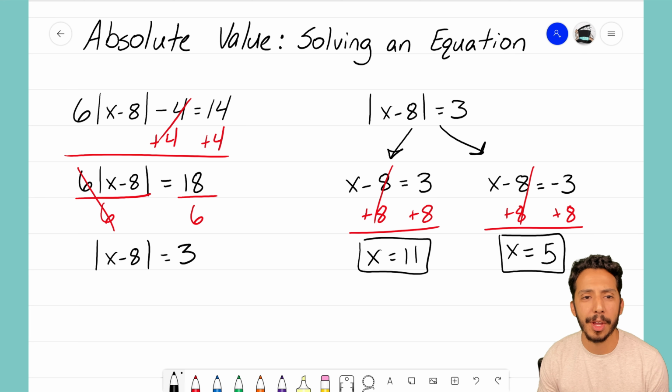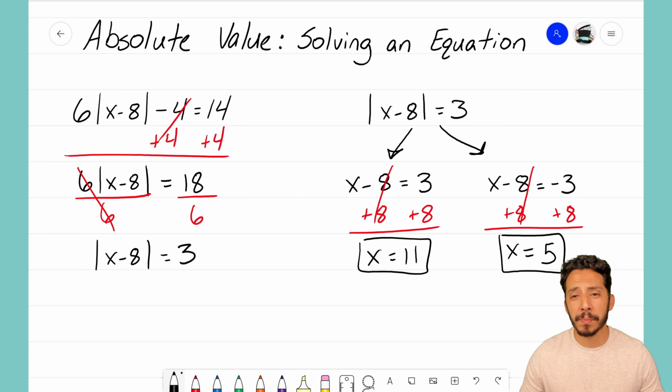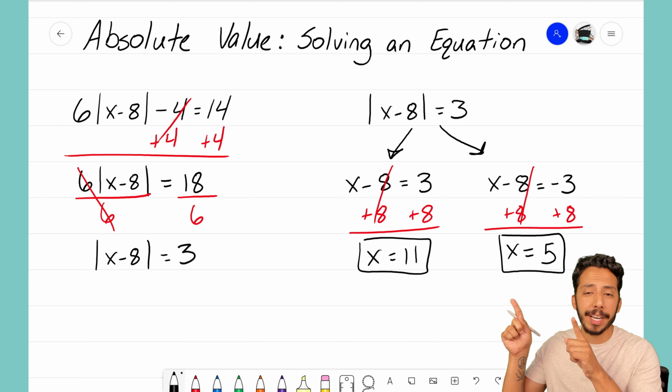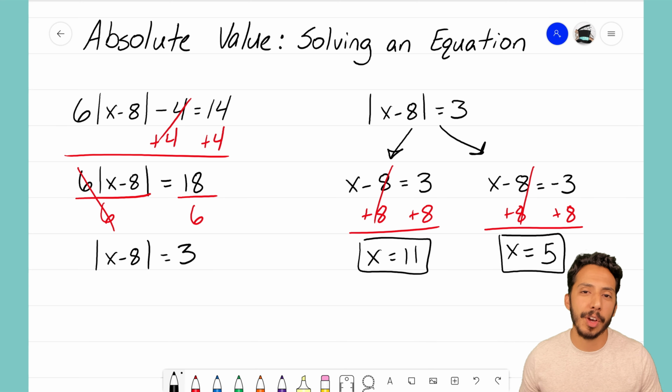And there you go. We have solved this equation that used absolute value. First, we had to manipulate it. We had to get it looking the way we wanted to. Because once we got it to that point, then we could separate it into 2 equations and solve for x.